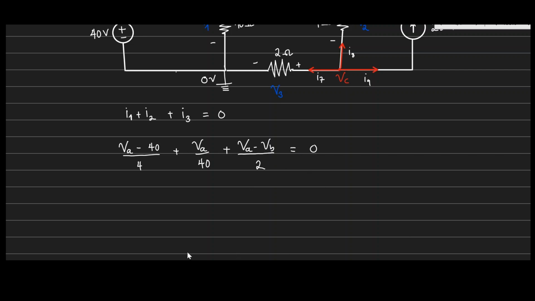So at this point, I'm going to multiply by the lowest common multiple of 4, 2, and 40, which is 40 itself.